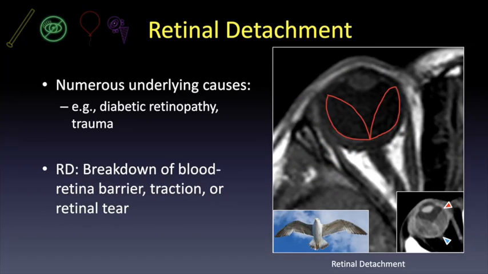There are numerous non-traumatic and traumatic causes of retinal detachment, with one of the more common non-traumatic causes being diabetic retinopathy. Abnormal fluid collections may result from breakdown of the blood-retina barrier, abnormal traction on the retina, or retinal tearing. On CT and MRI, there is a characteristic V-shaped or gull-wing configuration of retinal detachment. Anteriorly, the detachment is limited at the ora serrata, and posteriorly, the detachment extends to the optic disc.